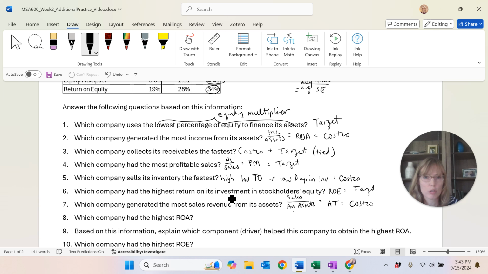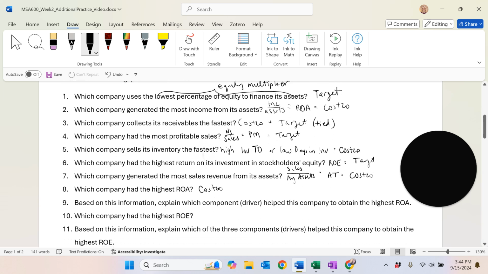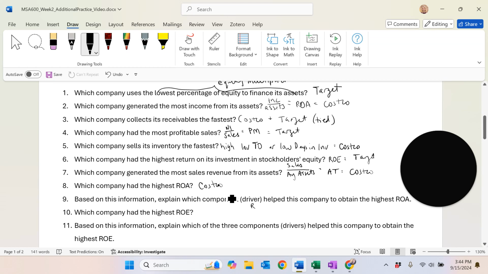Which company had the highest return on assets? We saw that in item 2, where it didn't tell us exactly which ratio we needed to look at. We had to decide. So that was Costco. And that leads us into the next item. Based on the fact that Costco had the highest ROA, which of these two drivers helped the company obtain the highest ROA?